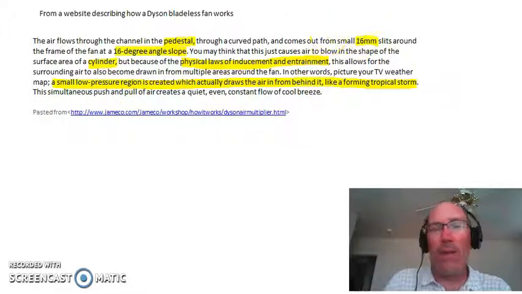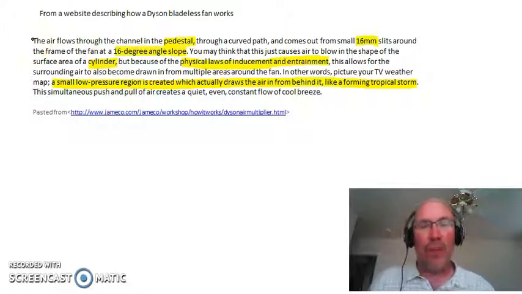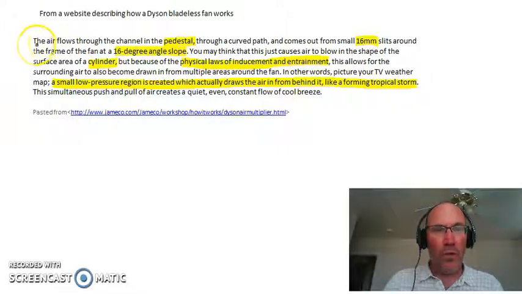So we have some words in here that students may need to look up to have a better understanding of it. We're going to assume that they're a little bit older in this case and have a better idea. The laws of physical inducement and entrainment, they'll definitely have to look up. But let's just go with what we got and try to make a visualization. We're thinking about what a fan looks like, but in this case it's a bladeless fan. So air flows through the channel in the pedestal.